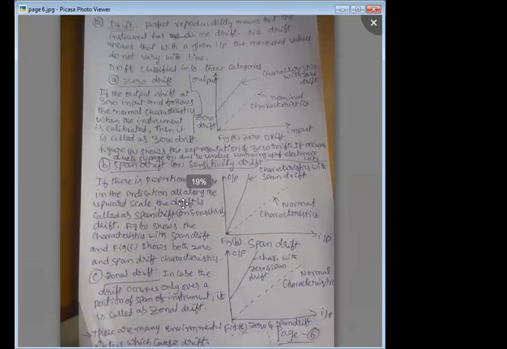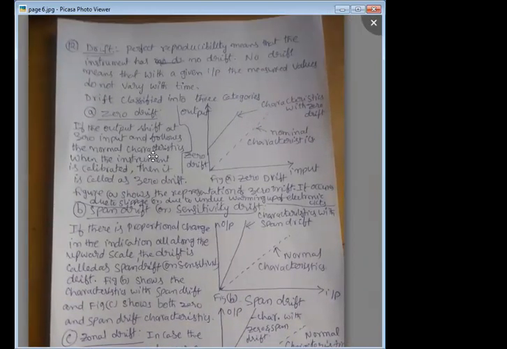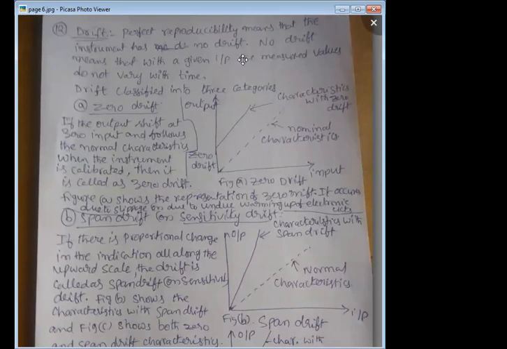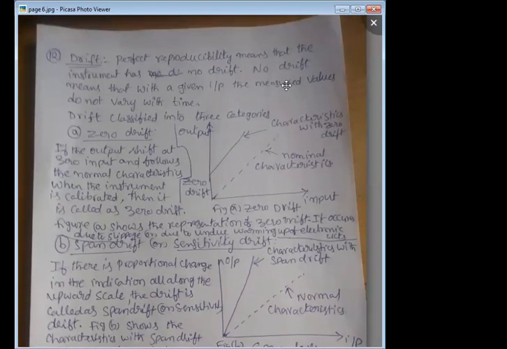And coming to drift. Perfect reproducibility means that the instrument has no drift. No drift means that for a given input, the measured values do not vary with time. So it should produce the same output for the same input. It does not vary.